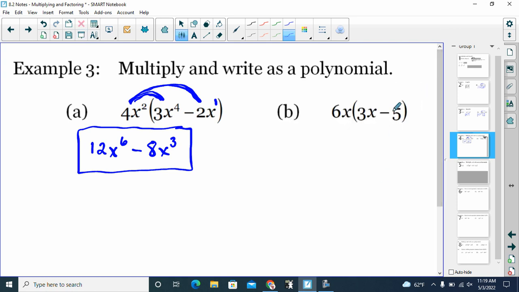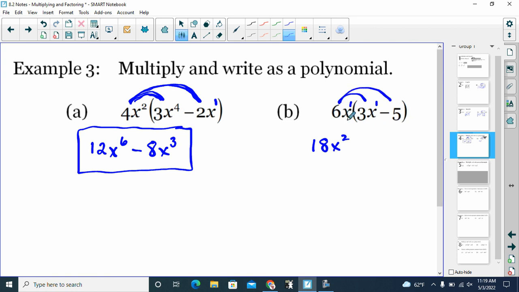Part B, similar problem. 6x times the quantity 3x minus 5. Again, a monomial, one term, out in front of a parenthesis. We are going to distribute it. 6x times 3x. 6 times 3 is 18. x times x, x to the first times x to the first. I add the exponents when I'm multiplying, gives me x to the second, 18x squared.